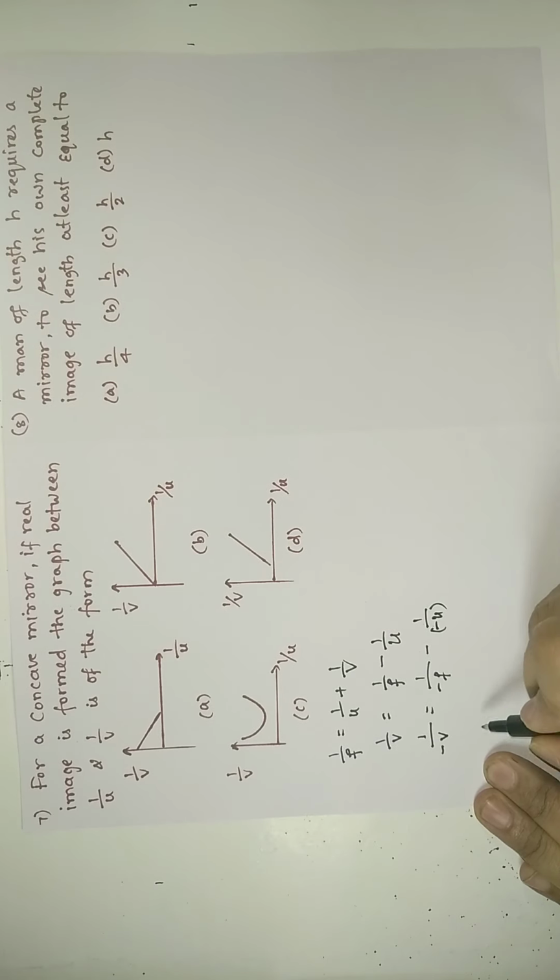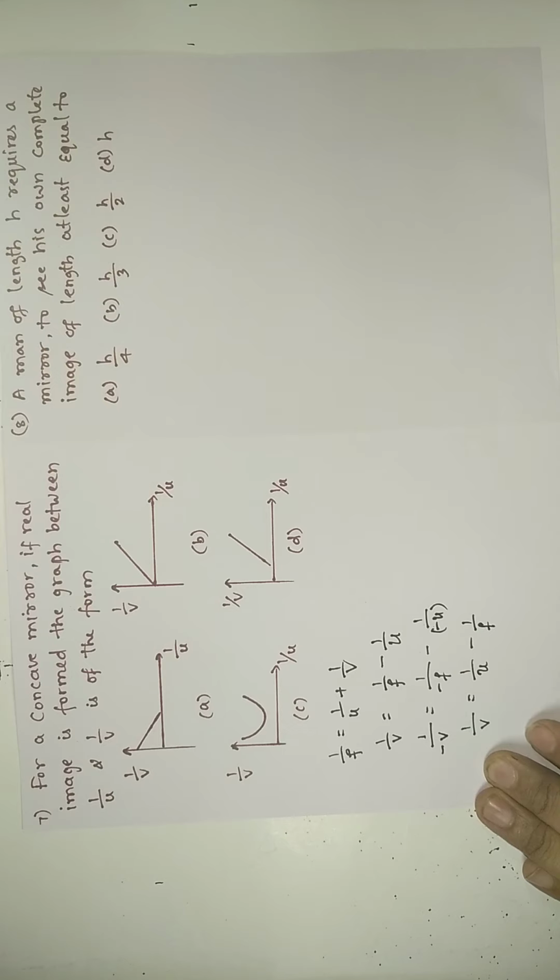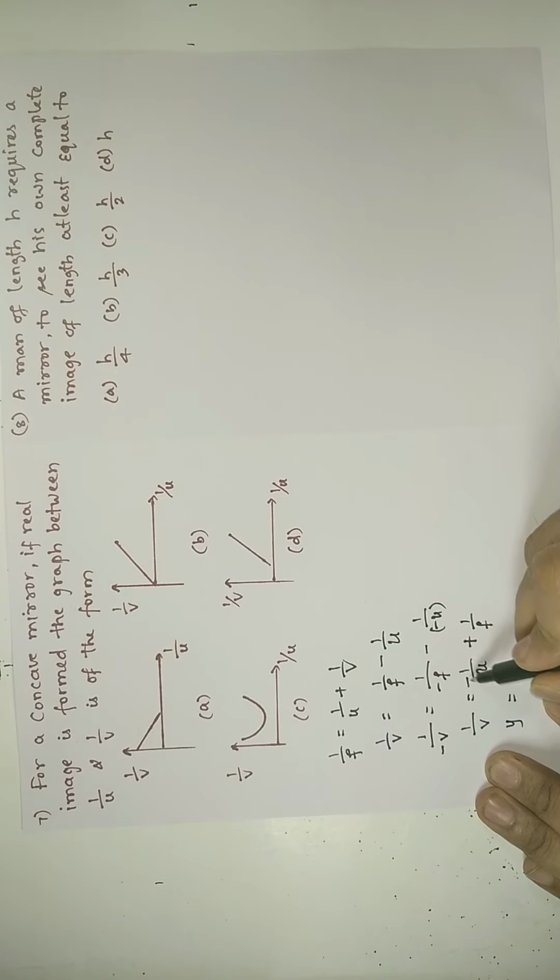Therefore you can rewrite this relation as 1 over V equal to 1 over U minus 1 over F. Sorry, one minute, it is minus, so you will get 1 over V equal to minus 1 over U plus 1 over F. Suppose you rewrite this: if we require the graph of 1 over V along the y direction, so y will be equal to, and along the x-axis you have 1 over U as the quantity, we can rewrite this as mx plus c, where 1 over f is a constant, so let us write it as c.